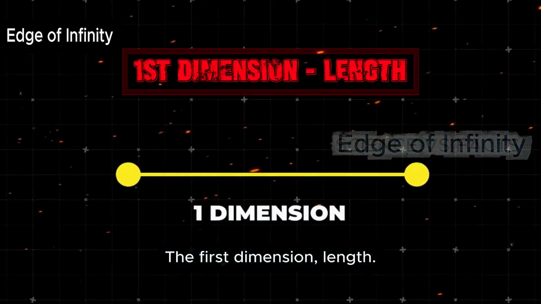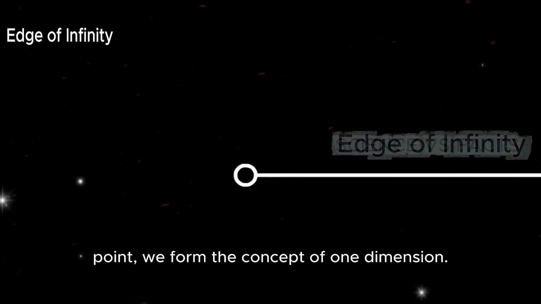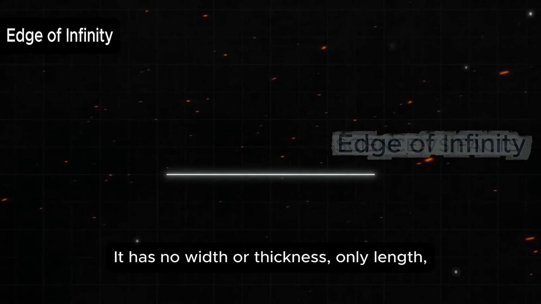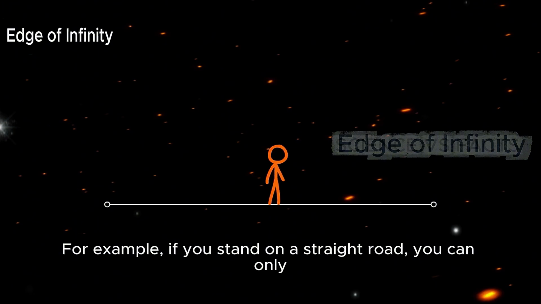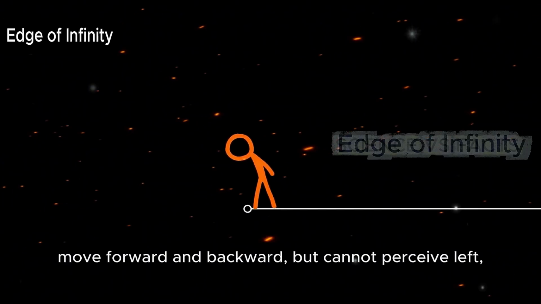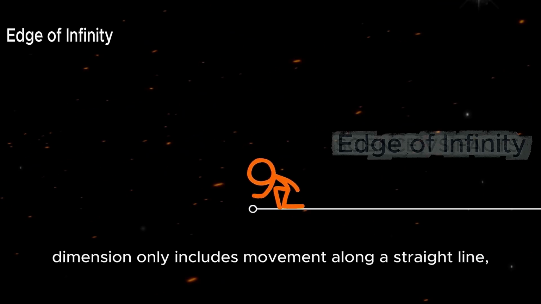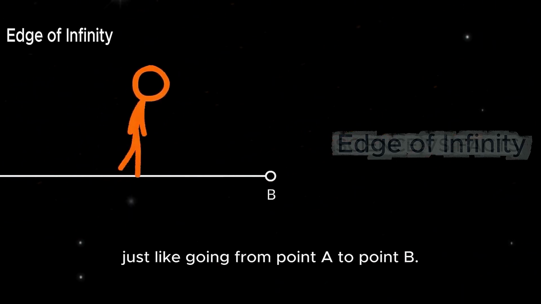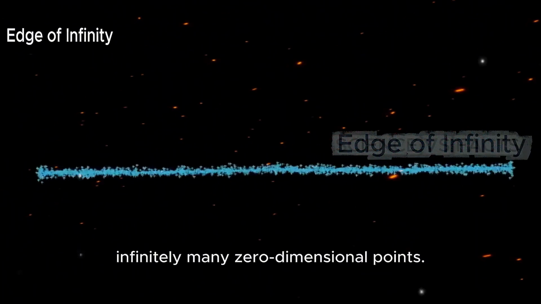The first dimension, length. When we extend a line from a zero-dimensional point, we form the concept of one dimension. It has no width or thickness, only length, and can extend infinitely. For example, if you stand on a straight road, you can only move forward and backward, but cannot perceive left, right, up, or down. In other words, one dimension only includes movement along a straight line, just like going from point A to point B. And between these two points, there are infinitely many zero-dimensional points.